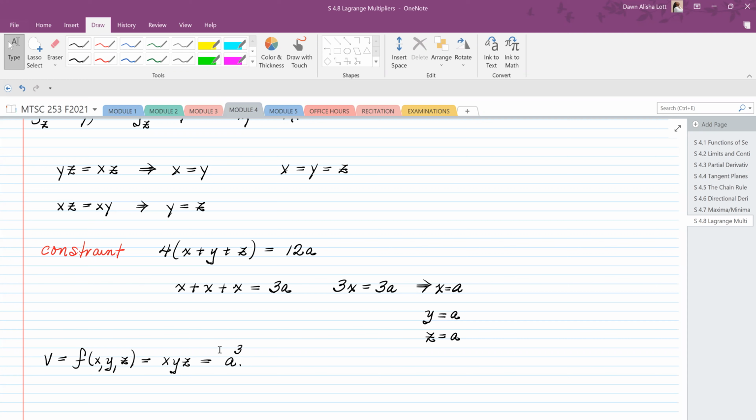All right, so now the only other thing is what to do if you have 2 constraints.